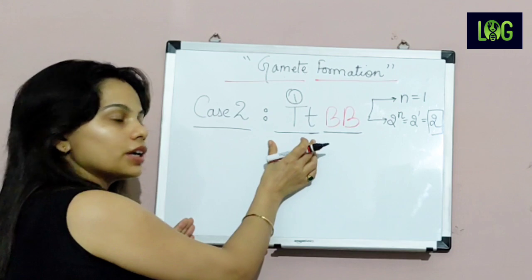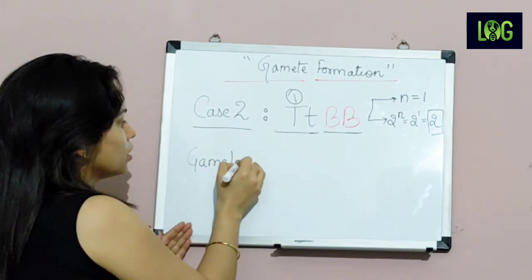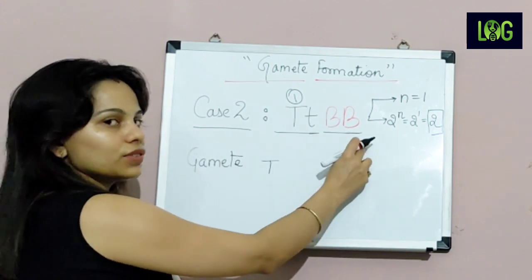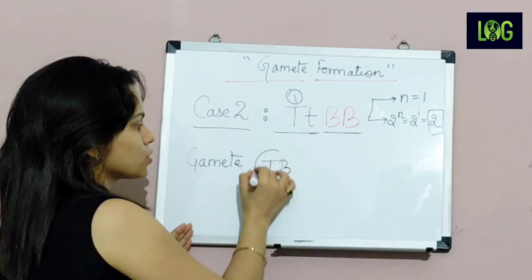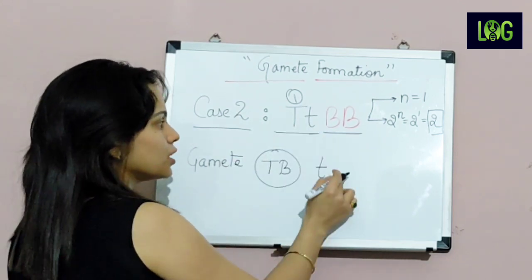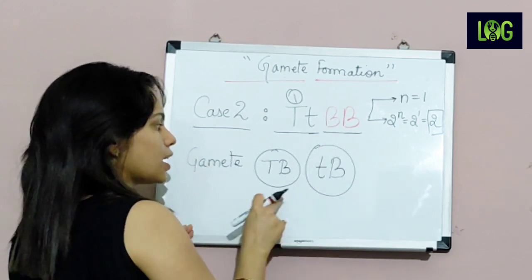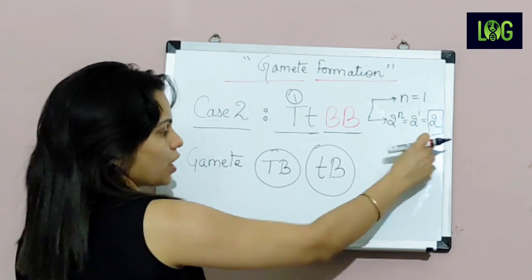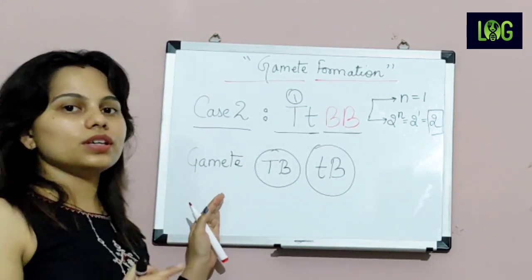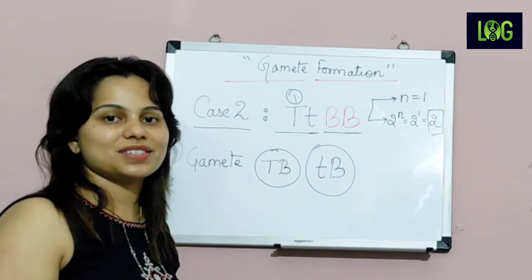Now again, this is diploid condition. I have to convert it into the haploid form. So first I will consider capital T and I will take any of the capital B from here. So this is one form of gamete. Another, I can take small t from here and I can take any of the capital B from here. And as we only need 2 types of gametes, these are the 2 gametes. So this one is also easy, but it is a little bit more complex than the earlier case that we have discussed.